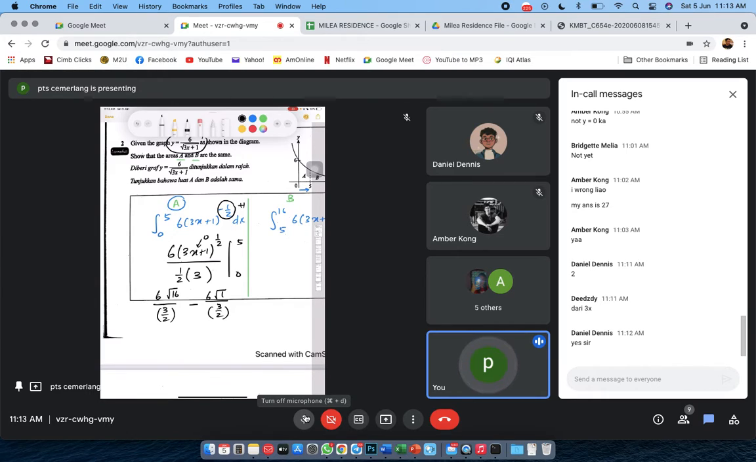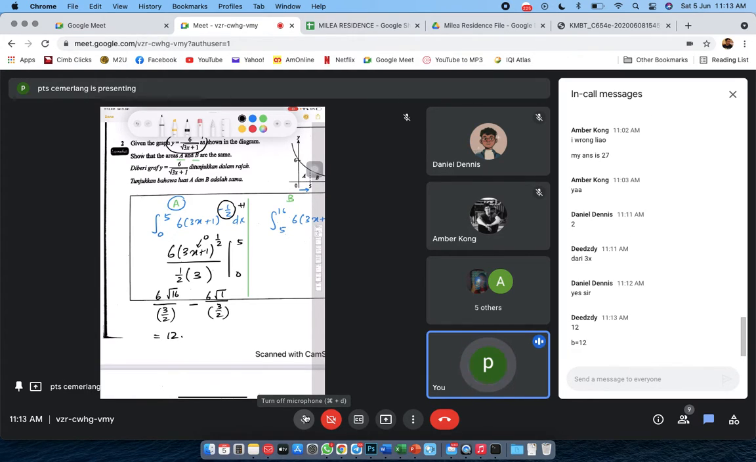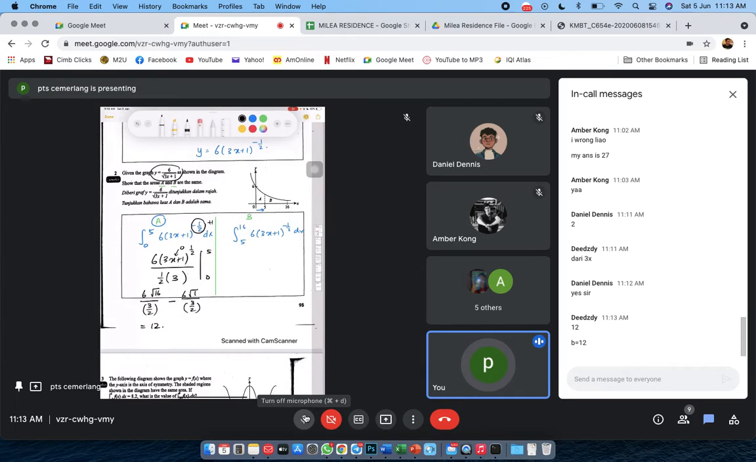Okay, can anybody help me to count this one? What do you get here? Apa yang kamu dapat untuk region A? What do you get for region A? Count for me. 12. Very good. Region A is 12. Okay. So, sepatutnya region B pun 12 juga. B pun sama dengan 12 juga.